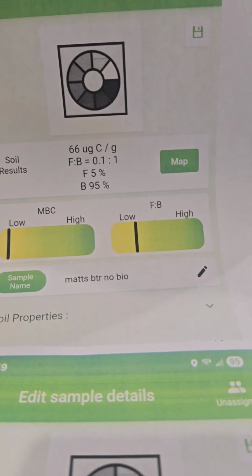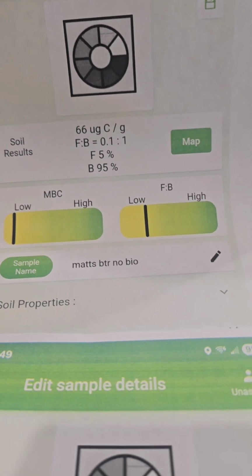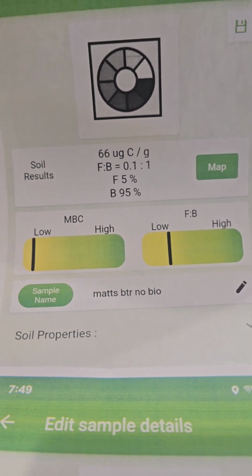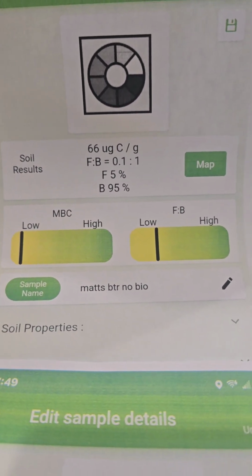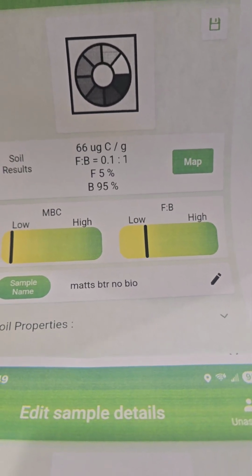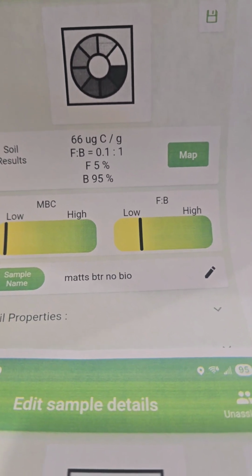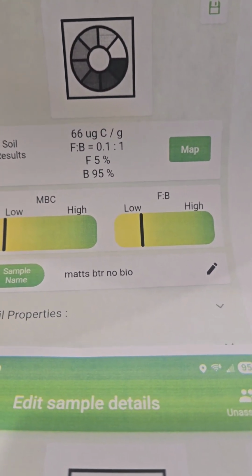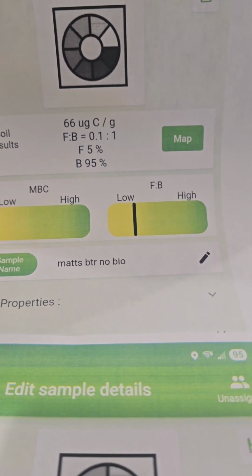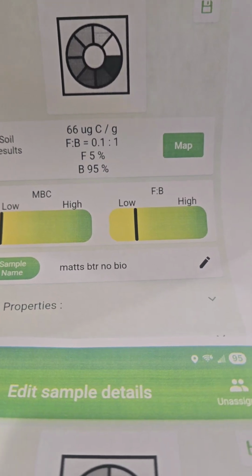This has Matt's for the sample name. That's the name of what we call that field. And this is between the row, no biology added. So the last time it's had biology added would be last year. And of course, after we had planted the field, we used foliar fungicide for southern rust and some late season tar spots. And we did tillage to this field.